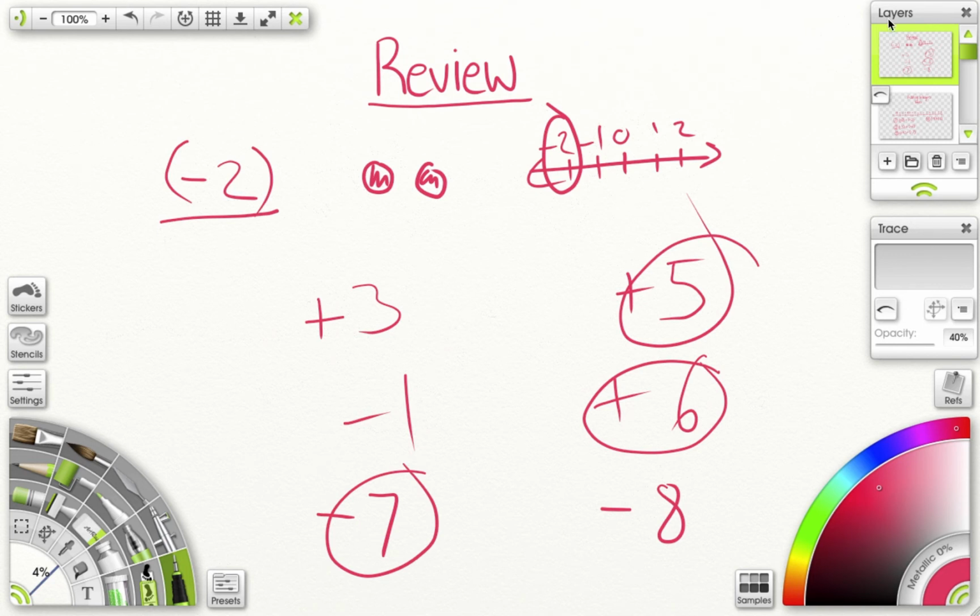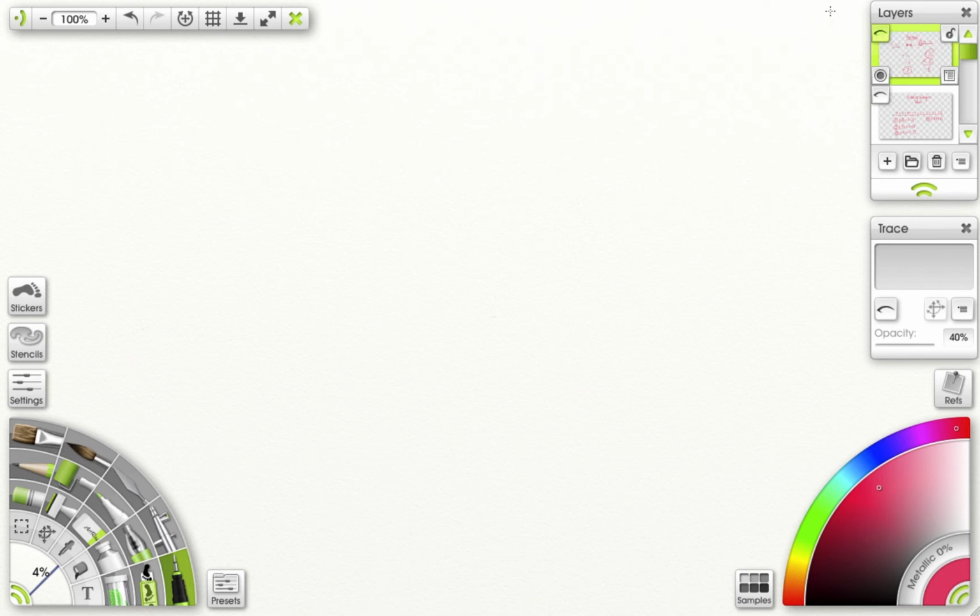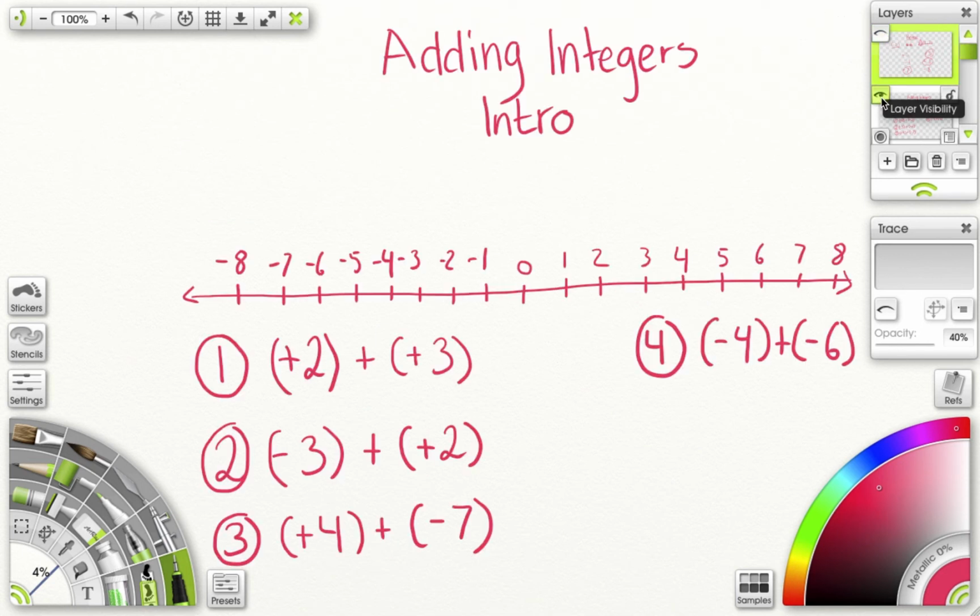So that was our Monday. Today we are actually talking about adding integers. It is less scary than you think. We are going to do this. Adding integers is probably going to take us about 2 or 3 lessons.